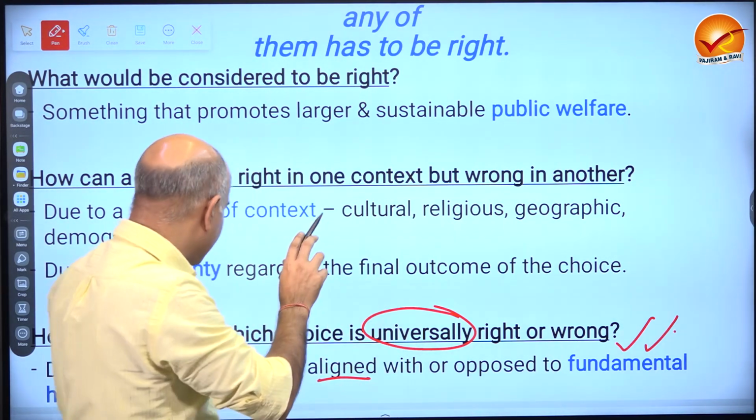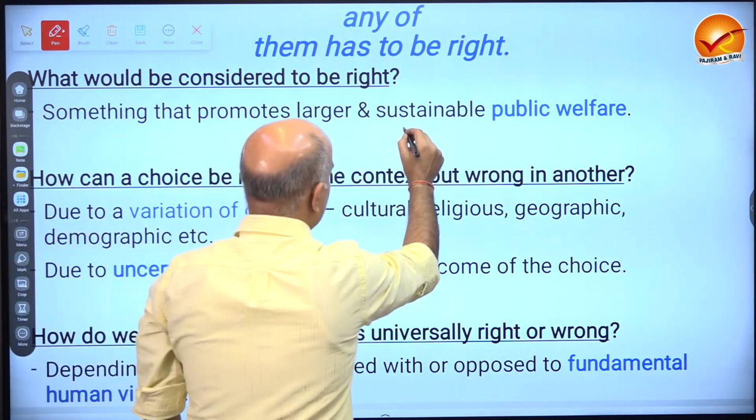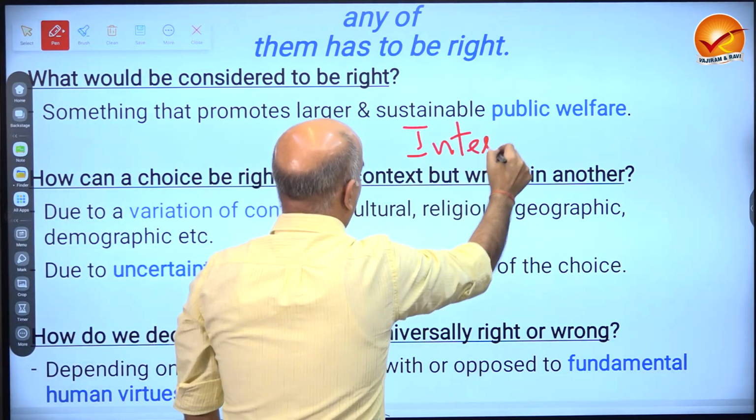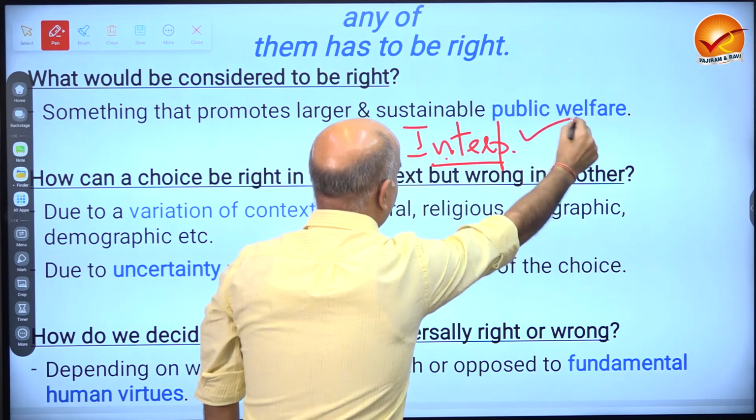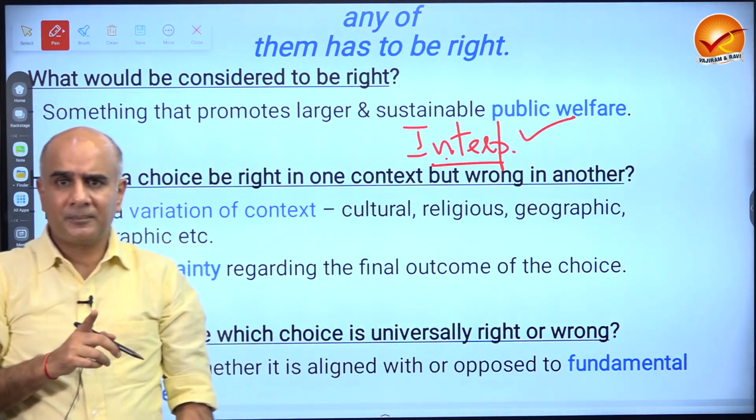This is why, and this is what I need you to understand here, most importantly, in this topic, please ensure that your interpretation is correct.